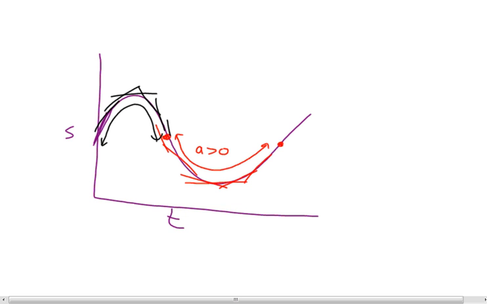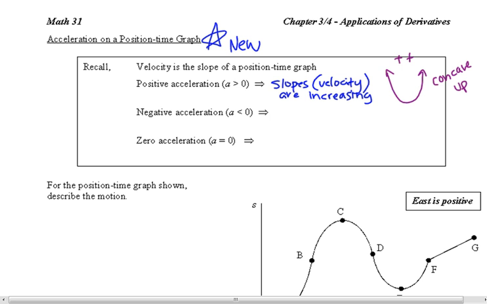So when the slopes or the velocities are decreasing, specifically on a position time graph, the slopes are decreasing.